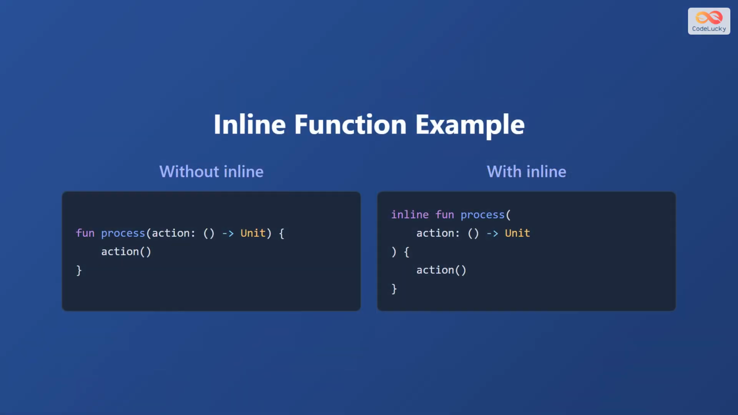Let's compare regular functions with inline functions. On the left, we have a regular function called process that takes a lambda parameter. When called, this creates a function object in memory. On the right, we have the same function marked with the inline keyword. When this inline version is called, the compiler copies the function body directly to where it's used, eliminating the overhead of creating a function object. This makes inline functions particularly useful for higher-order functions that are called frequently.